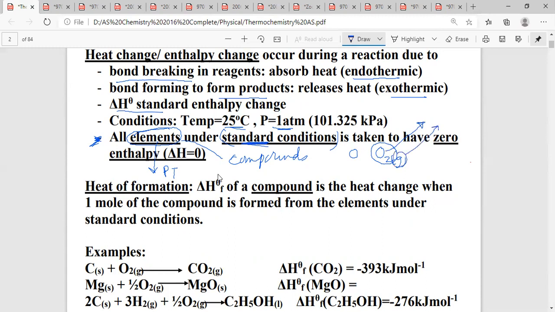Two things. Hydrogen element is H, right? Standard condition is H2 and gas. Sodium is Na, and standard condition is solid. So these terms are very important, and they say that all elements, no matter what they are, under standard conditions are taken to have 0 enthalpy. This is very important later when I do the second part, and when you draw the energy level diagram.